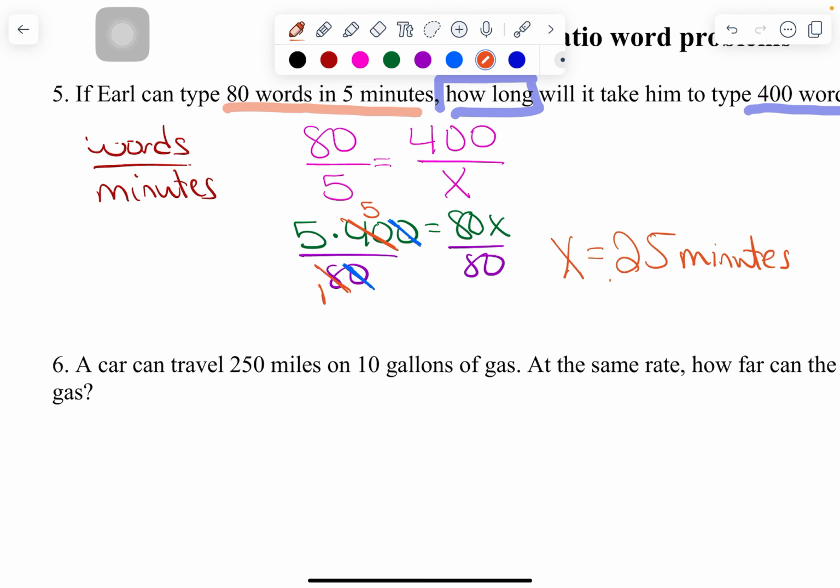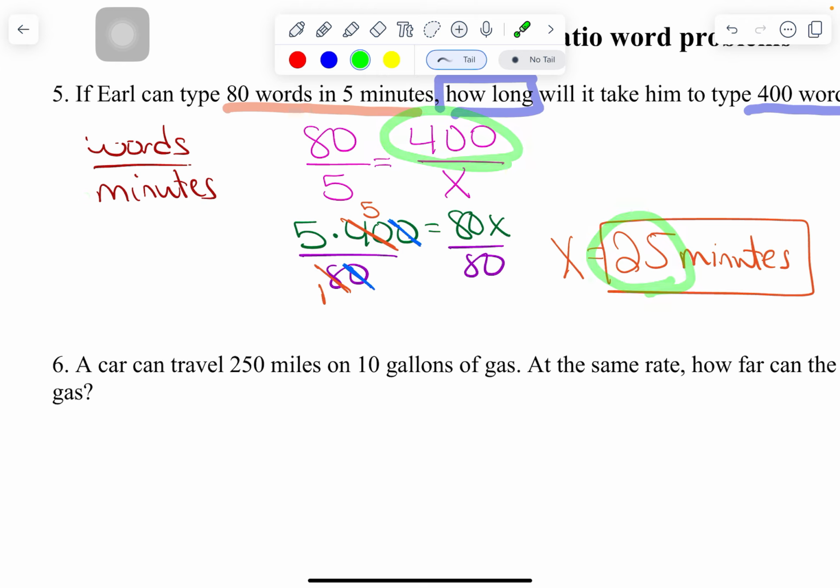All right, so if his rate is words over minutes, he can type 80 words in 5 minutes. It would take him 25 minutes to type a total of 400 words.